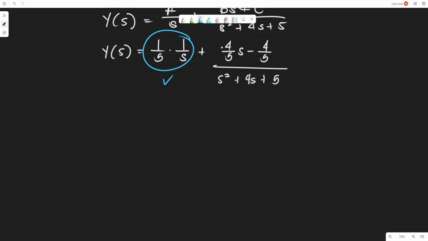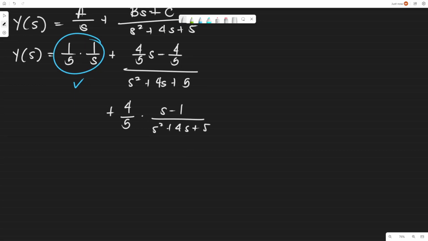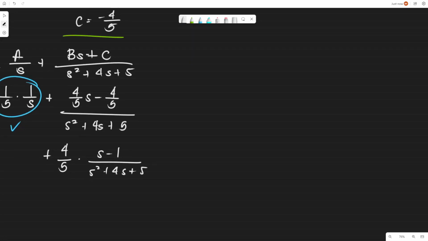No, so I can factor out 4 over 5. So this will give us 4 over 5 times (s minus 1) over (s squared plus 4s plus 5). Okay. So wala tayong Laplace transform na nandun sa previous table natin on this case. Tama? So I will be introducing to you two new Laplace transforms, no? So dito ko siya isusulat.